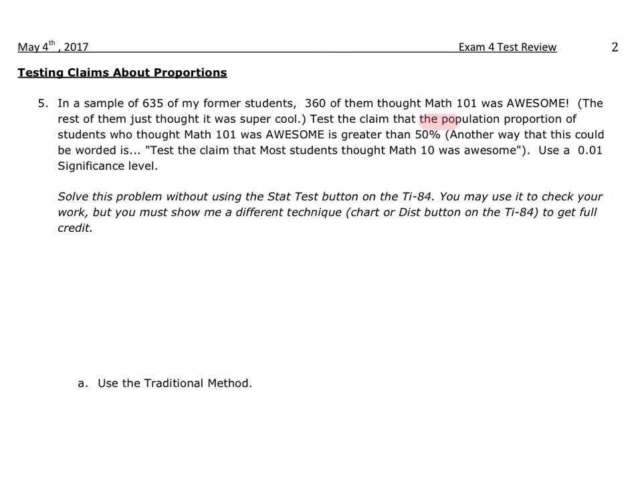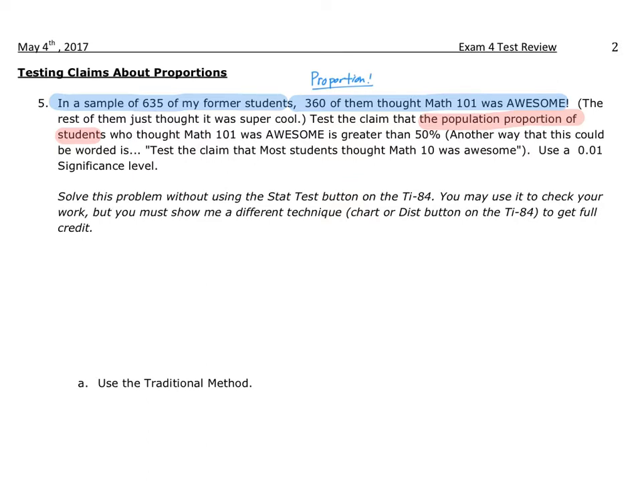I'm not going to tell you directly that it's a population proportion. You should be able to see with the first statement, the sample of 635 students, 360 of them thought math was awesome. That should be screaming proportion in your mind. When you've got a total number of students in a sample and a small selection of those, that is a proportion. That's a really good thing, and it's going to make things easier for us as we move forward.